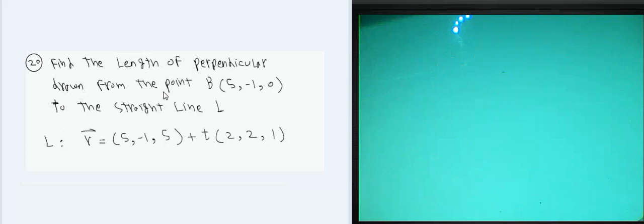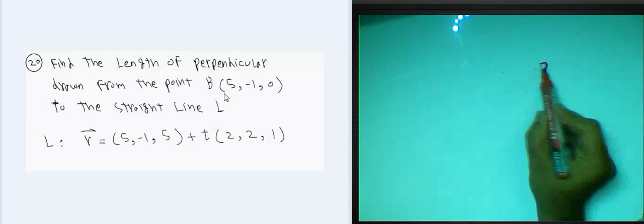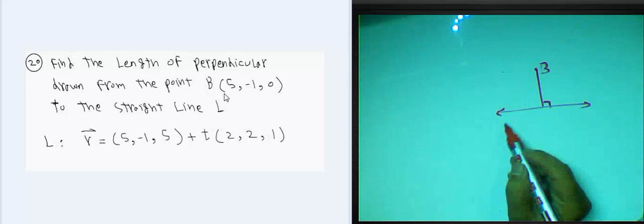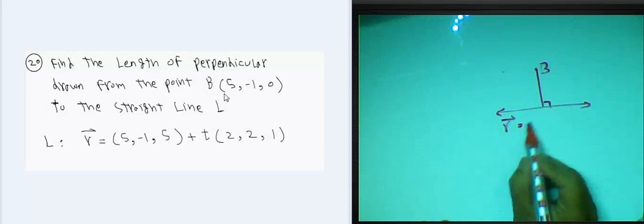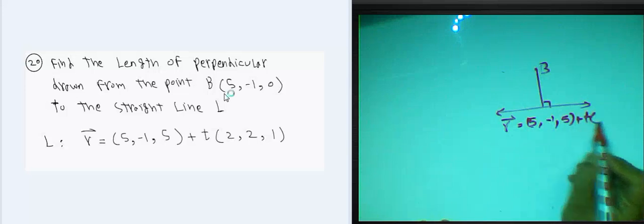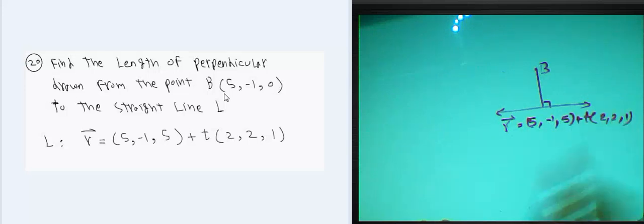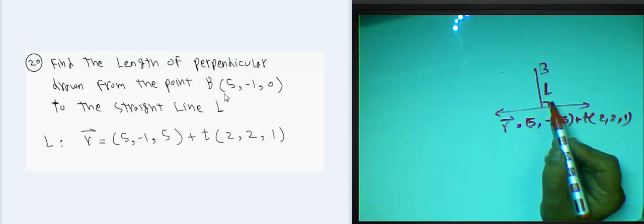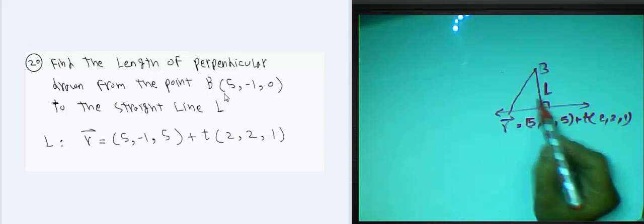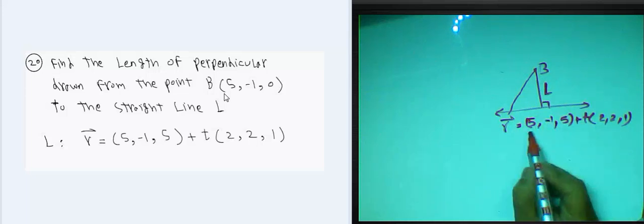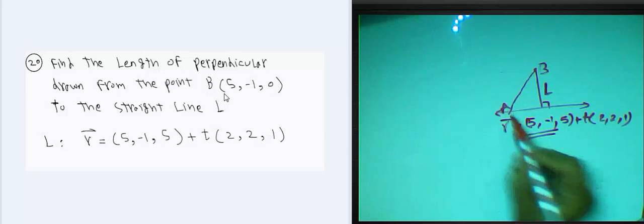Question 20. Find the perpendicular length from the point B, we have the point B here. We want to find the perpendicular length to the straight line r equals 5 and negative 1 and 5 plus t multiplied by 2 and 2 and 1. We can find the length here by using the rule. We have here the length. We can call this point A.